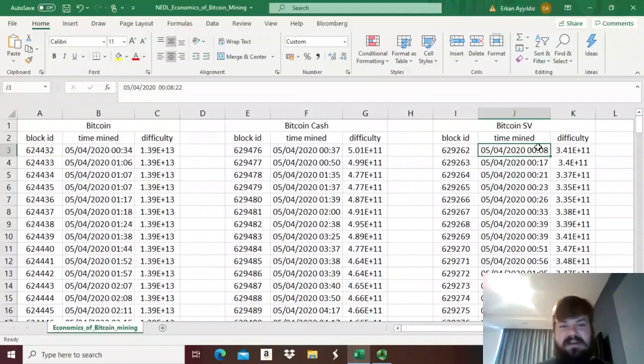But without digressing into that too much, what we can do is estimate the hash rates of those three blockchains. And at first, it might seem impossible, or at least very hard to do so.